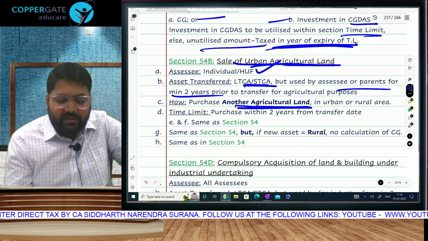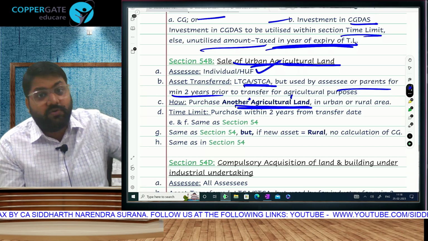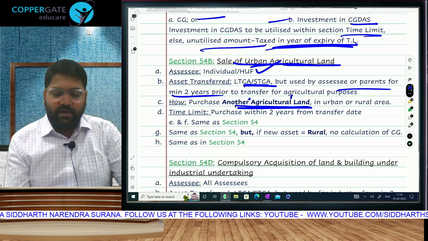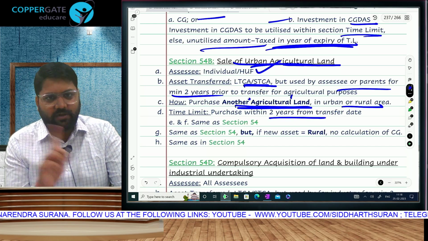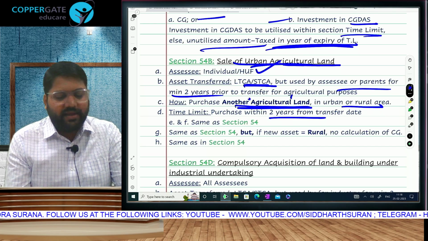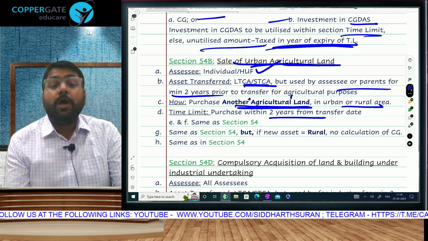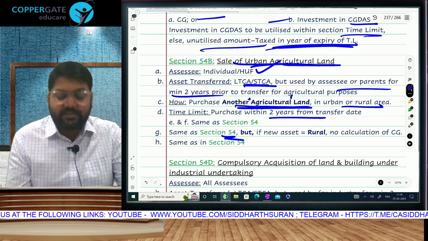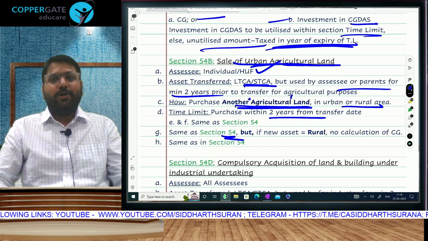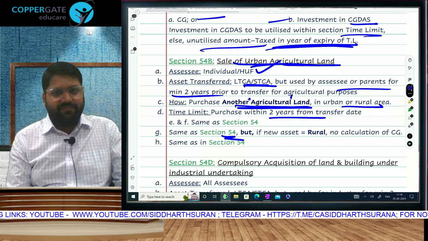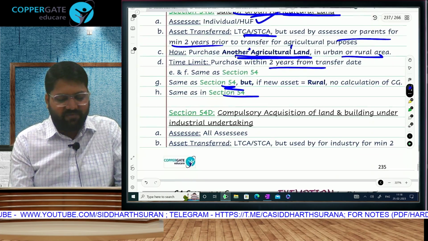Purchase another agricultural land. There is a defect here. They have written agricultural land. It can be urban or rural. So sell urban, buy rural, and you still get your benefit within 2 years from the date of transfer. So now we have only one time limit. The rest is the same. So investment or capital gain, whichever is lower. Lock-in period is the same. Contravention, if you do, it is the same. But of course, if the new asset is rural, the gain on the new asset is not going to be calculated. So if there is contravention of lock-in period, you still escape, and the capital gain deposit account scheme will be the same.